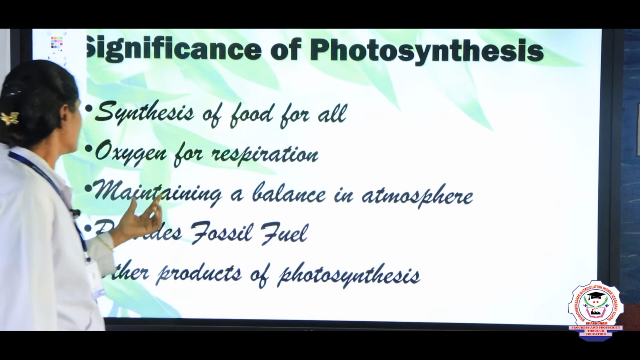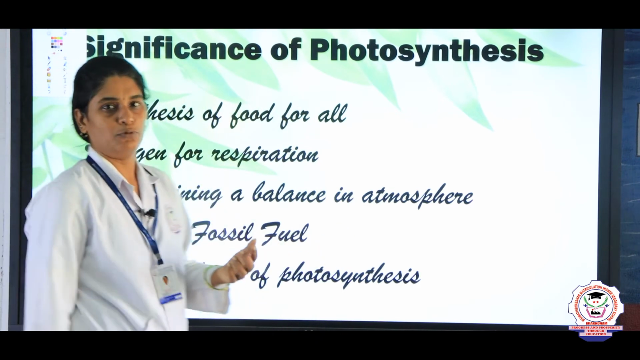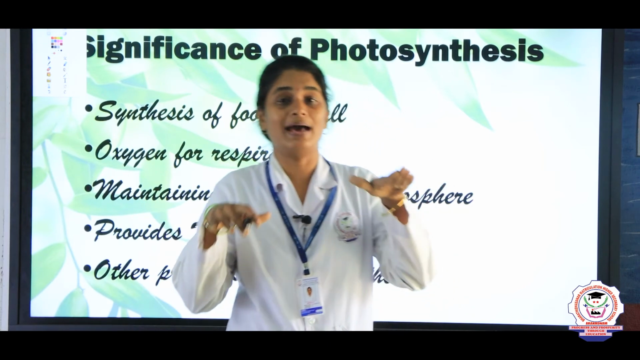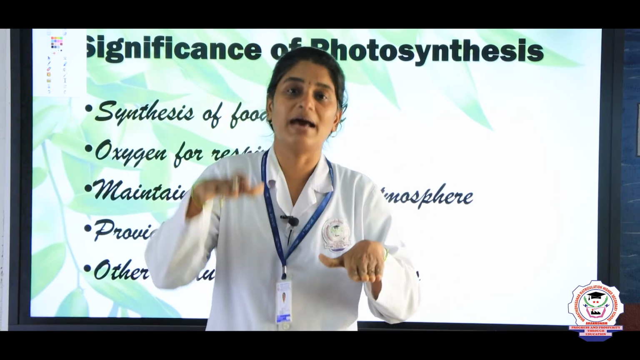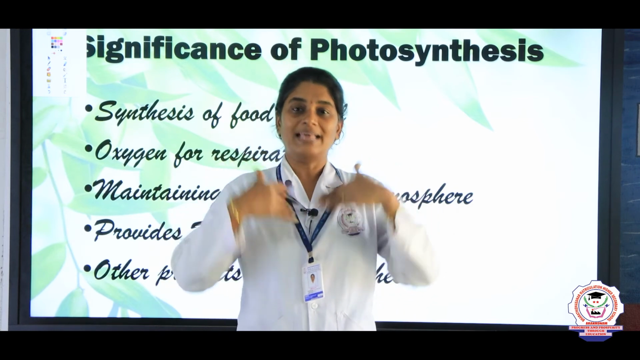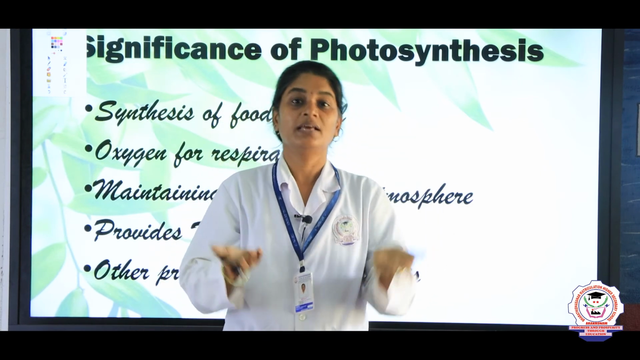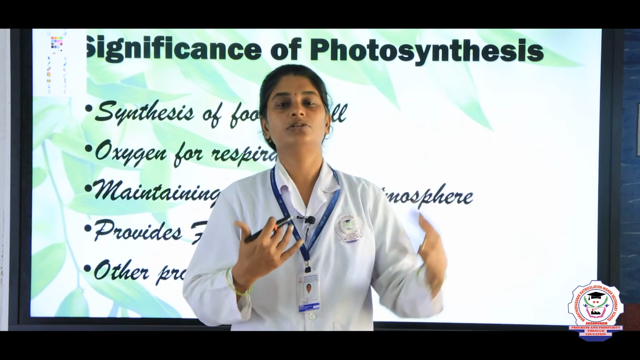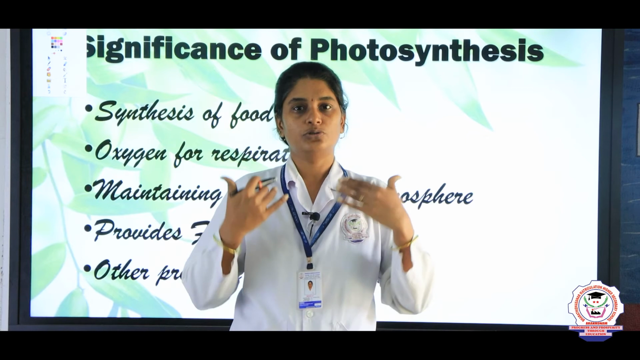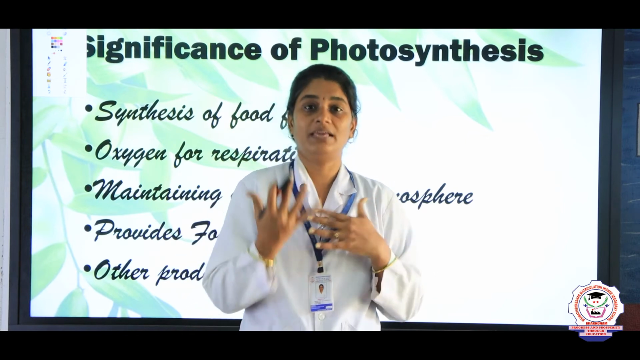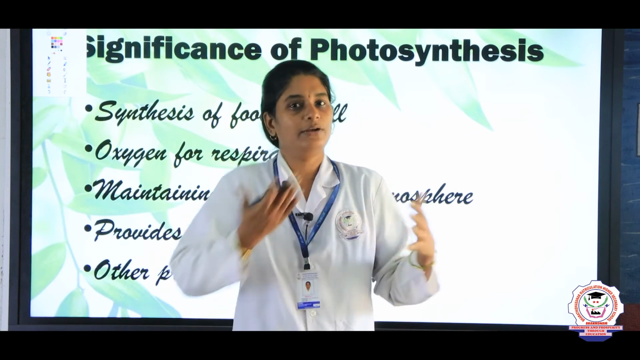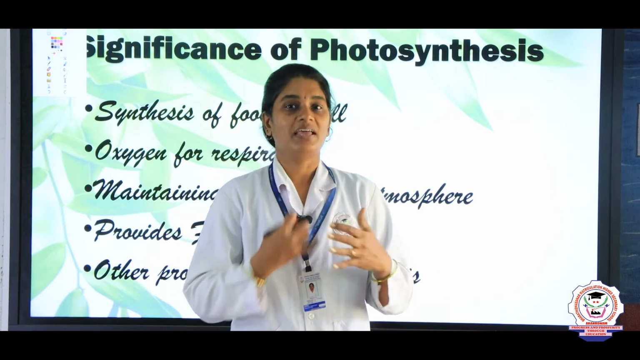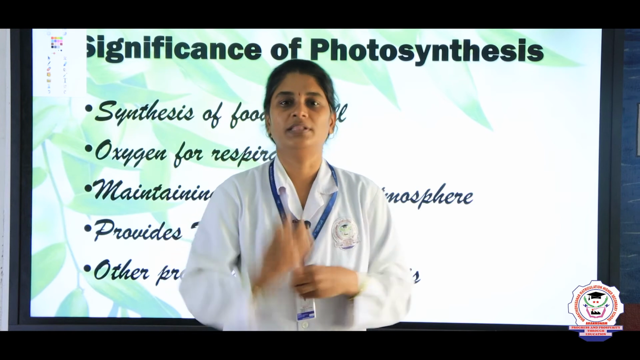The next one, maintaining a balance in the atmosphere. With the help of the photosynthesis process only, we are able to maintain some balance in the atmosphere. We exhale carbon dioxide, that carbon dioxide is taken by the plants and they give out oxygen, and that oxygen is taken by us. During the daytime, we get more oxygen than during the night time, because during the night time the plants take up oxygen, and they do not prepare food during the night time.